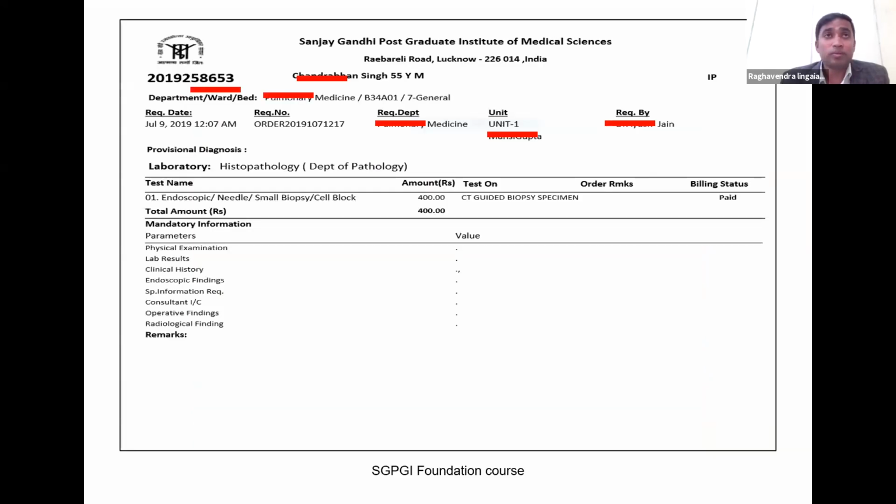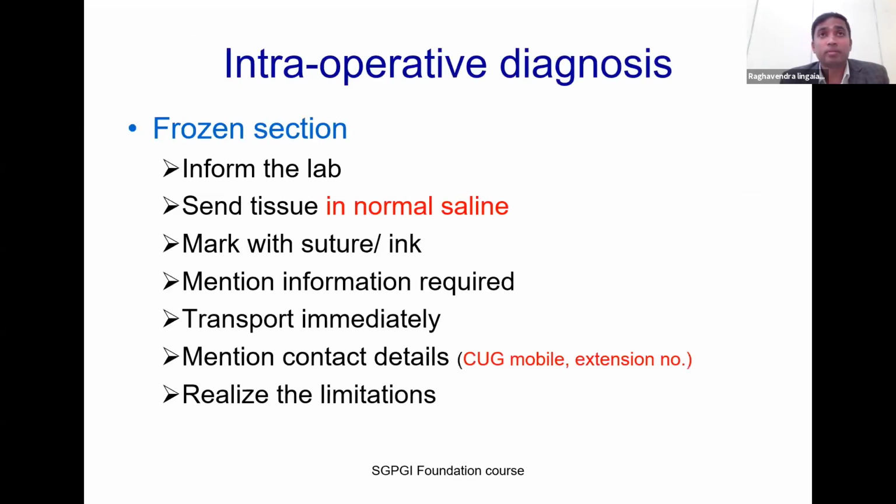So when we looked at the form, the mandatory information was left totally blank. They had just put a hyphen, a dash, over there, and we could not get the clinical history. Later, when we called up the patient, we came to know the patient works in some chemical powder manufacturing factory. So this resulted in unnecessary delay in reporting the results.